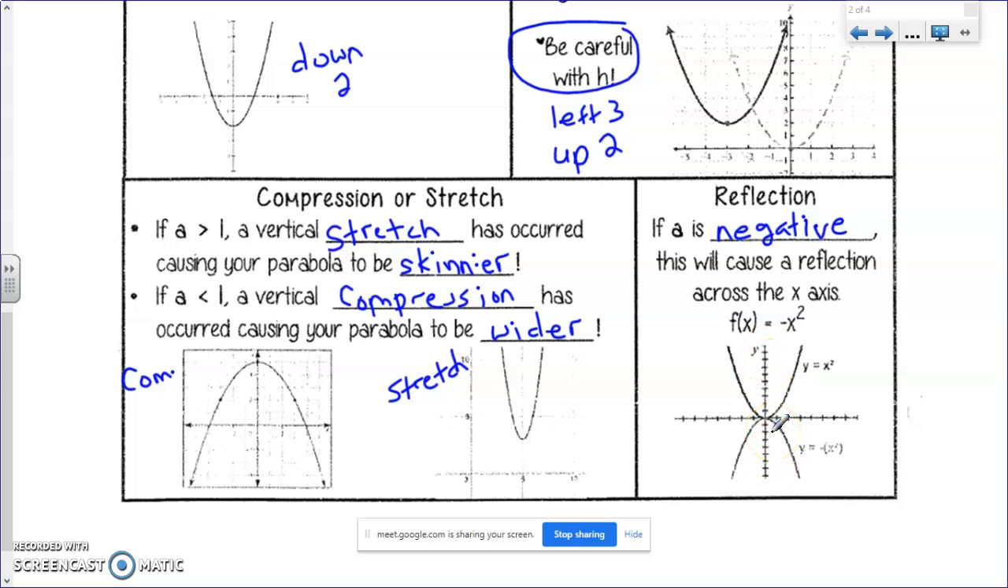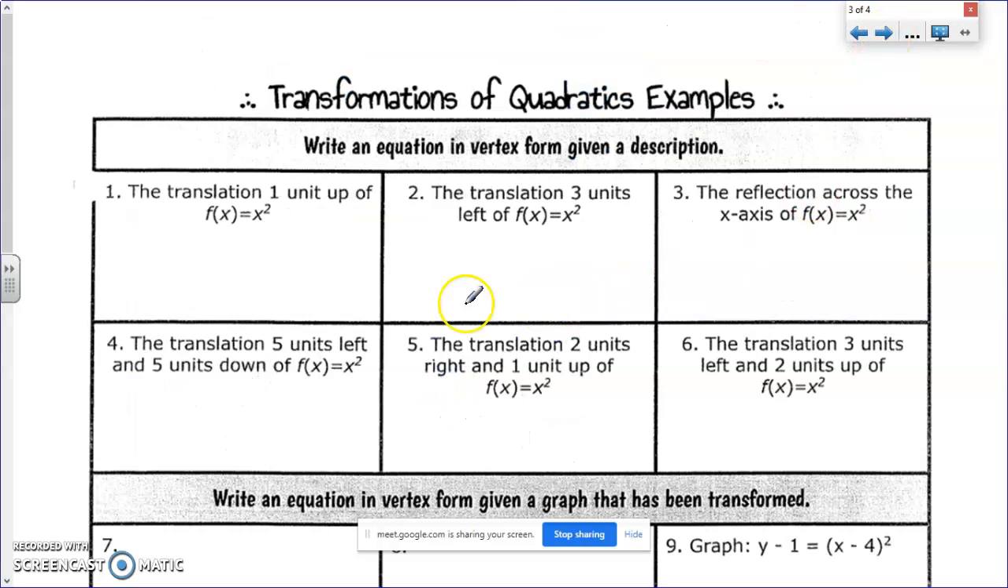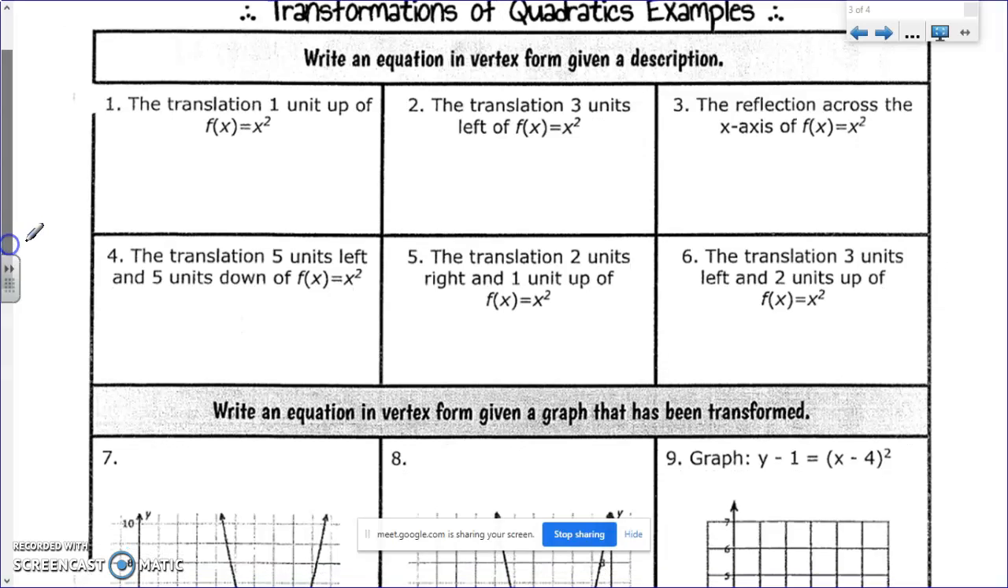Okay, any questions about the translation? We're fixing to put it into action. All right, let's look at the next page here. So you may be asked to write an equation in vertex form given the description. So if I go up 1, what changes, h or k?